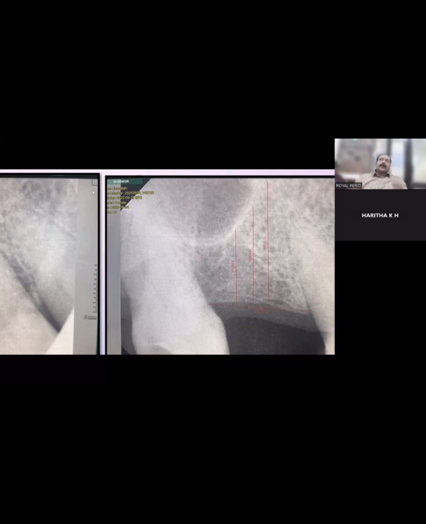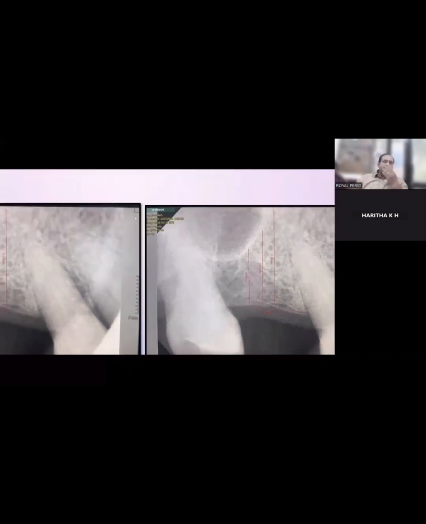So 4.25 into 6.5 is not a very comfortable size of an implant. So you need to increase it to what level? 8. What height? 4.25 to 8. 8 or beyond? Beyond. Anything beyond 6.5; if it is 8 also you are happy. So 4.25 into 8 or even 10.